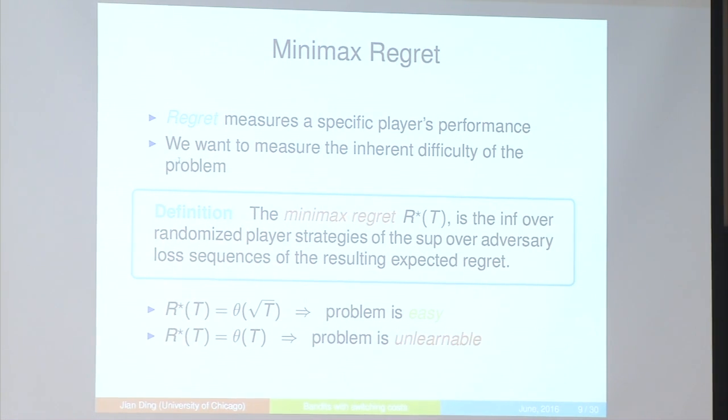The kind of regret we are measuring is a minimax type of regret. It's kind of natural, meaning we consider the minimum over all randomized player strategies, and then the supremum over the adversary loss sequences of the resulting expected regret. So you want to find the best algorithm that works for the worst scenario, basically.